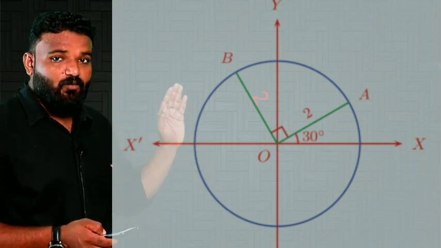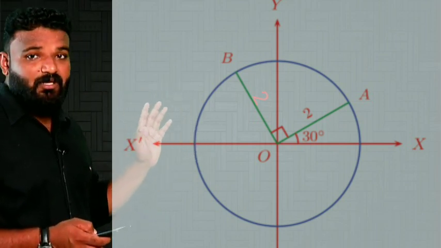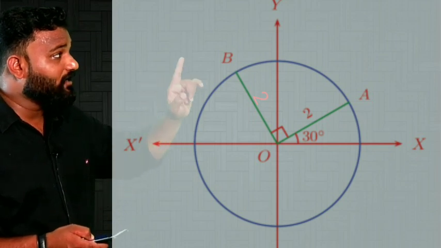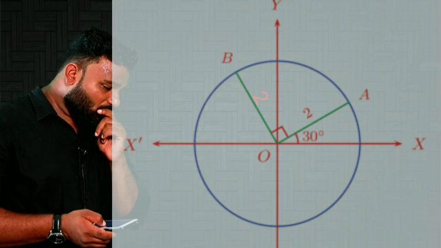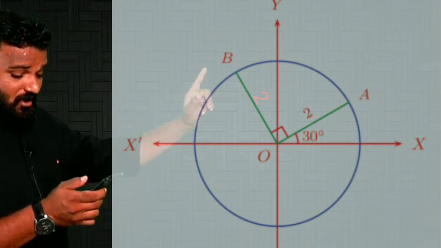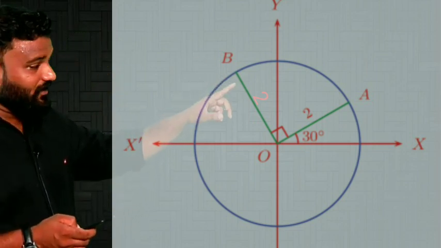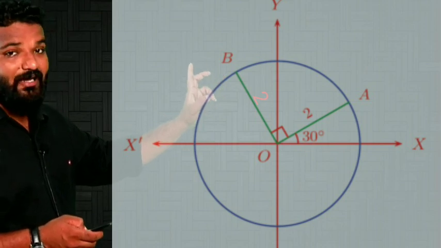Listen carefully. What is the problem here? We have to calculate the coordinates of the point A as well as B. So given that the angle is equal to 30 degrees and the second angle is equal to 90 degrees.